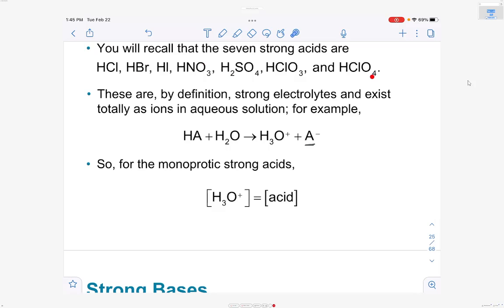For monoprotic acids, 1 proton from acid is donated to water and generates hydronium ion. Therefore, for monoprotic strong acids, the concentration of proton or hydronium ion is basically the concentration of the acid. However, the situation with diprotic acid is a little more complex, and we will learn about it later in the chapter. So for now, just know that for monoprotic strong acids, the concentration of proton or hydronium ion is basically the concentration of the acid.